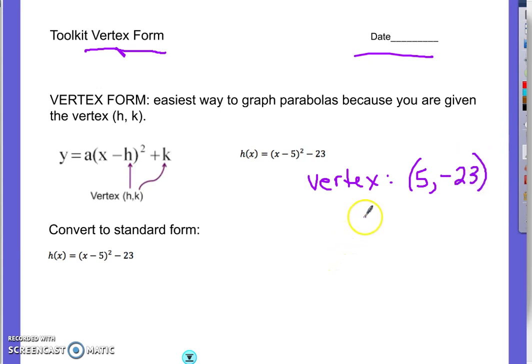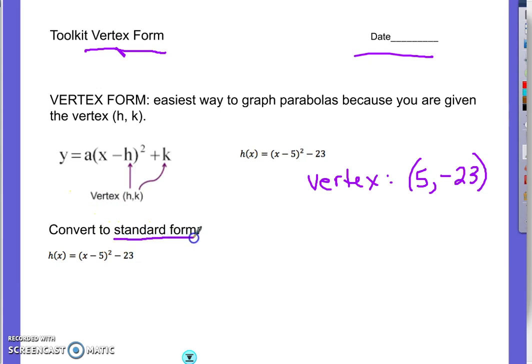And that is the reason why it's so easy to graph, is because once we have the vertex, we can use our table, as we learned when we graphed parabolas, to do the rest, okay? We're not going to focus on graphing very much in this toolkit, though. We're going to focus on putting it in this form, okay? I'm going to be able to convert back and forth from vertex form to standard form.